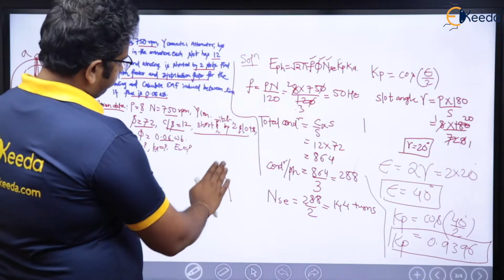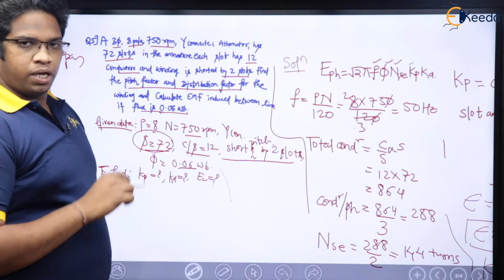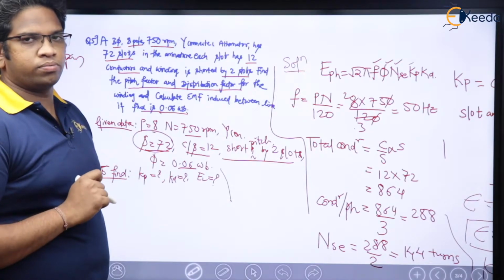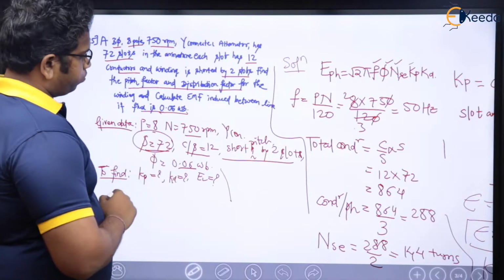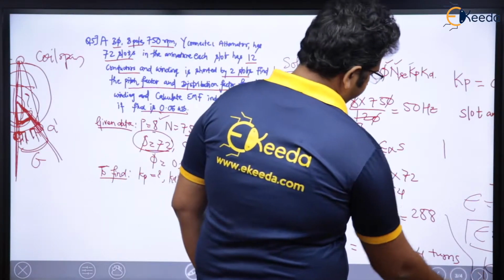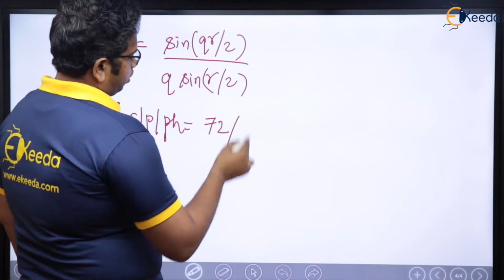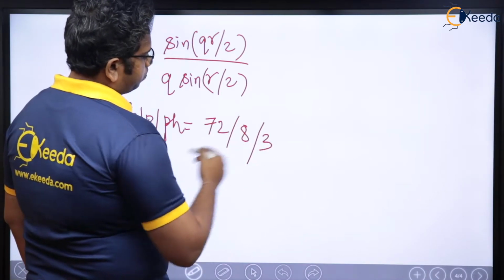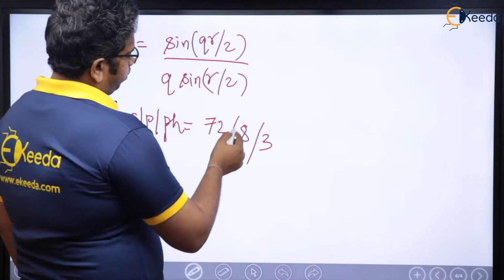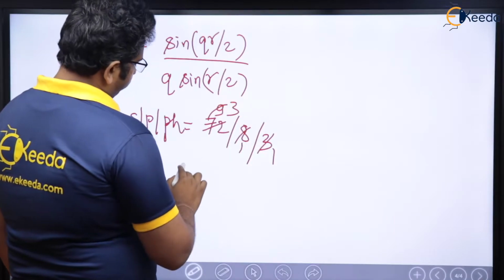How many total slots are there, sir? Total slots are 72. And what you need is slots available for distribution, which is Q, which is nothing but slots per pole per phase. So slots are 72. How many poles are there? 8. Phase is going to be 3. So let me write it down. Number of slots is 72, per pole 8, per phase 3. It is going to be 72/8, which is 9, and 9 by 3 is 3. So Q equal to 3.